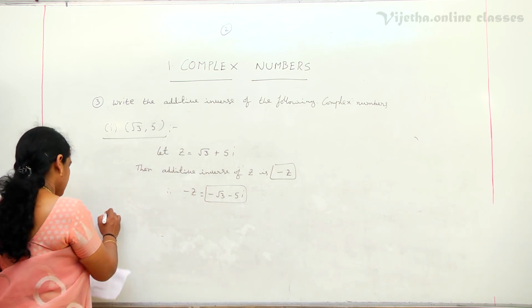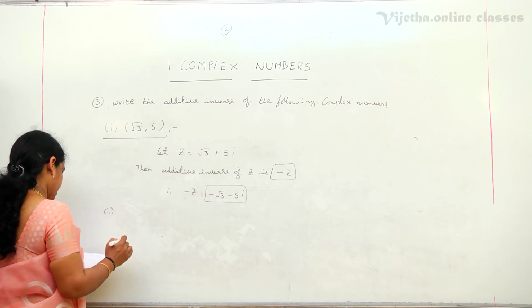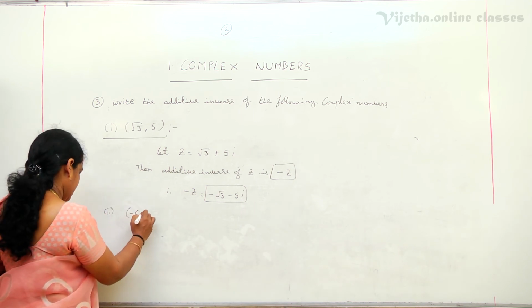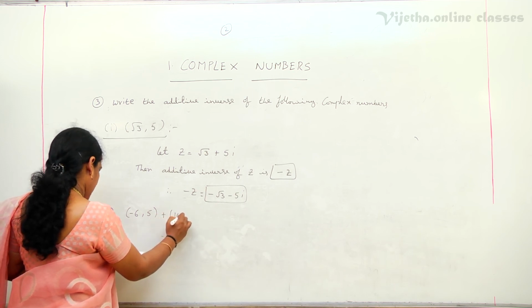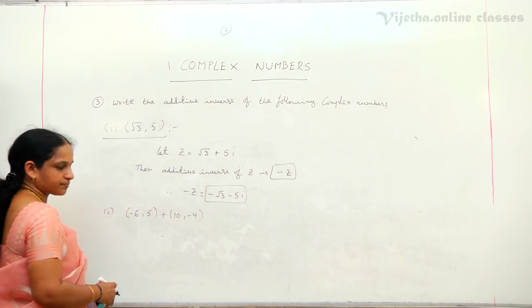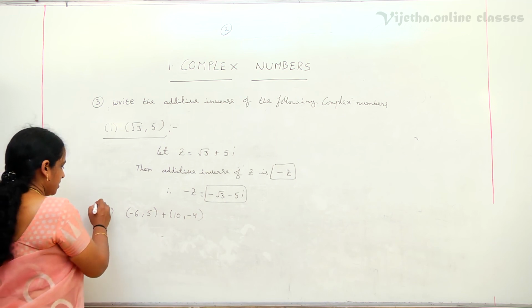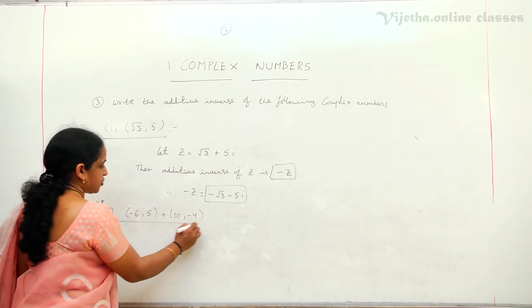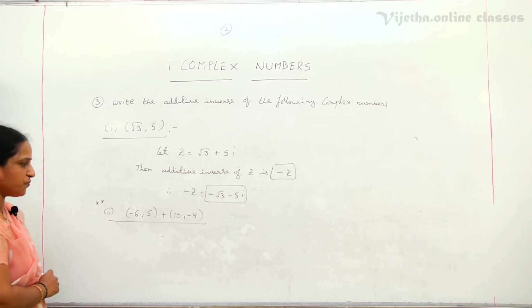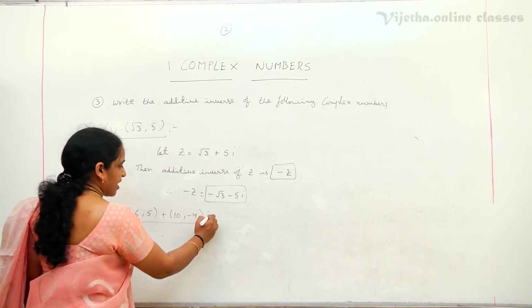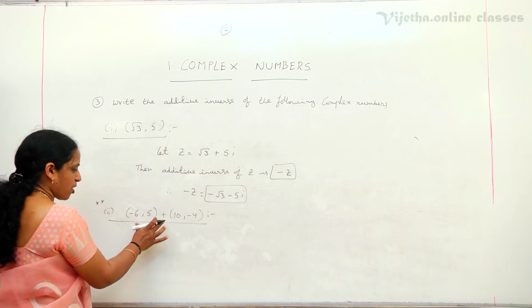Next, another bit. The second one: minus 6 comma 5 plus 10 comma minus 4. This is an important bit. How to find the additive inverse? First of all, find the complex number.